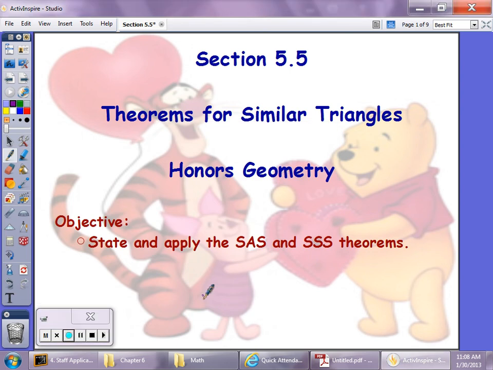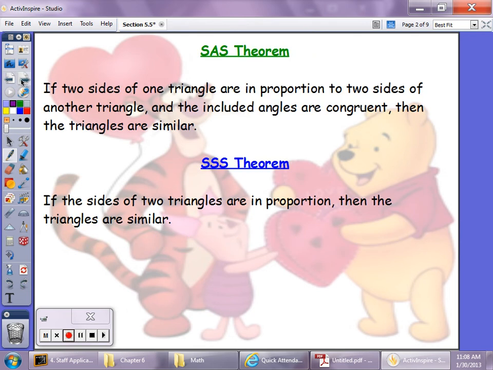Today's honors geometry lesson is on section 5.5, Theorems for Similar Triangles. Our objective is to state and apply the side-angle-side and side-side-side theorems for similarity.